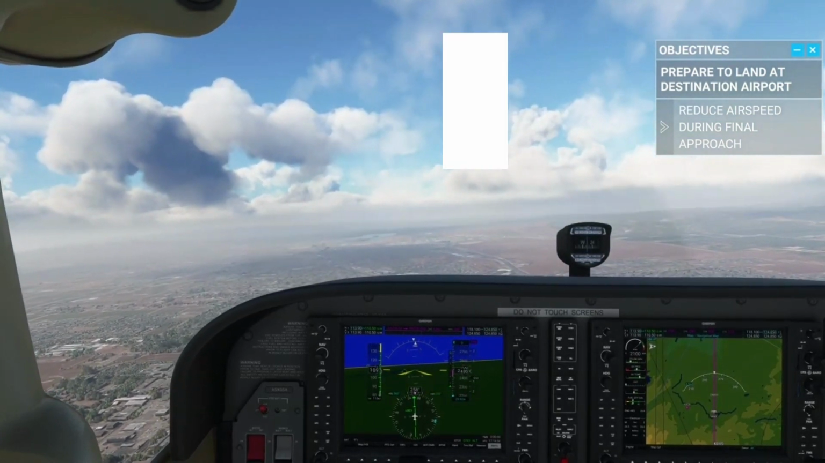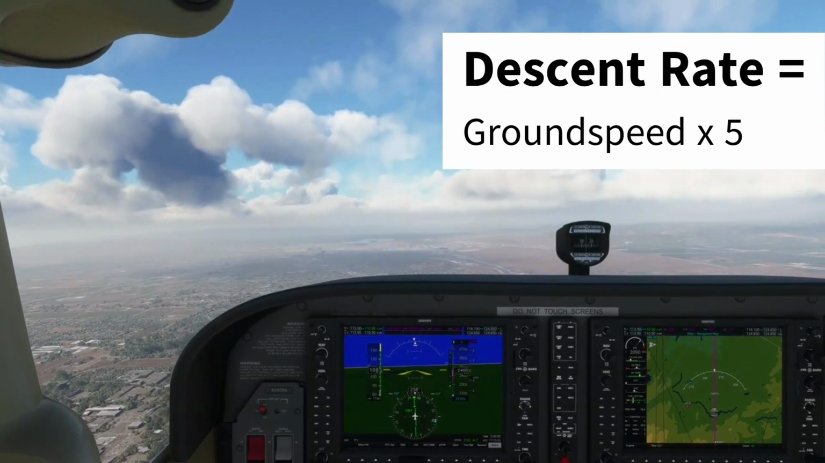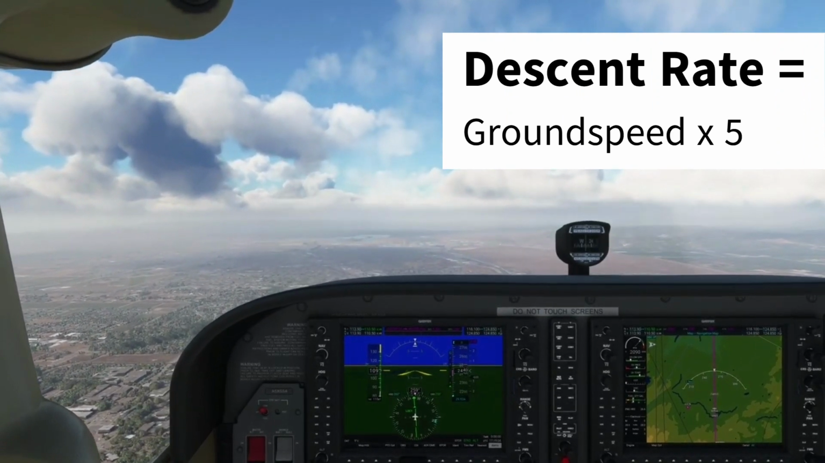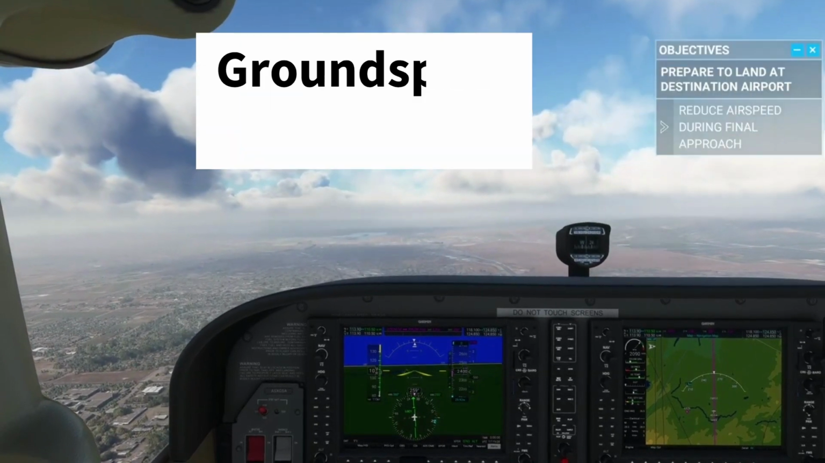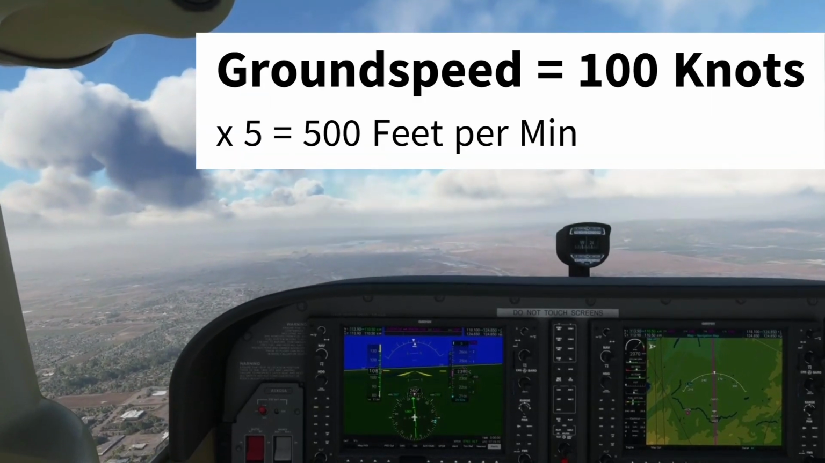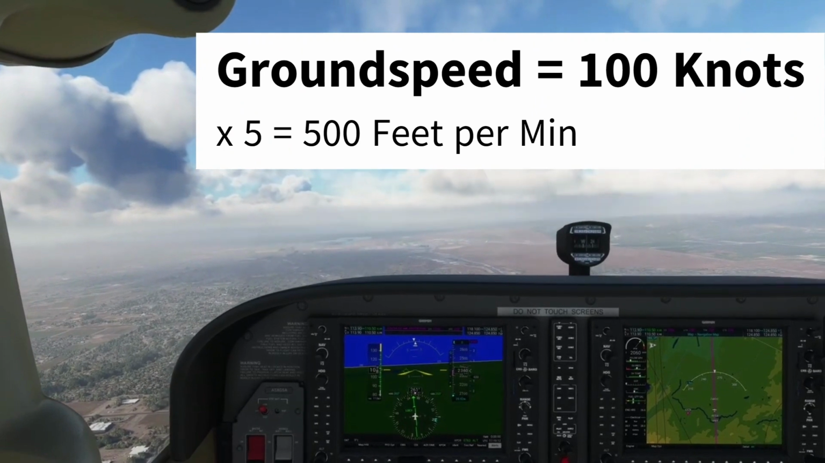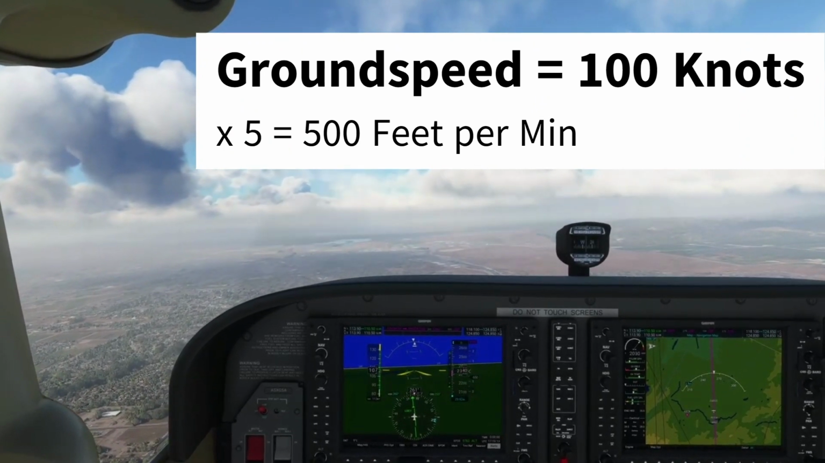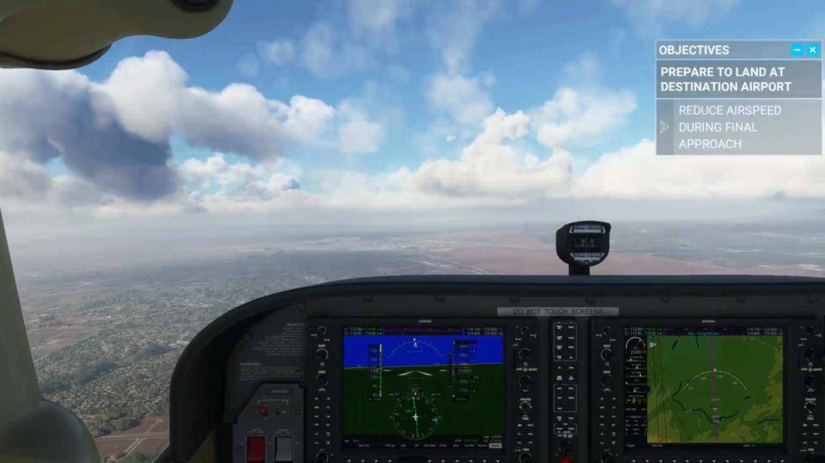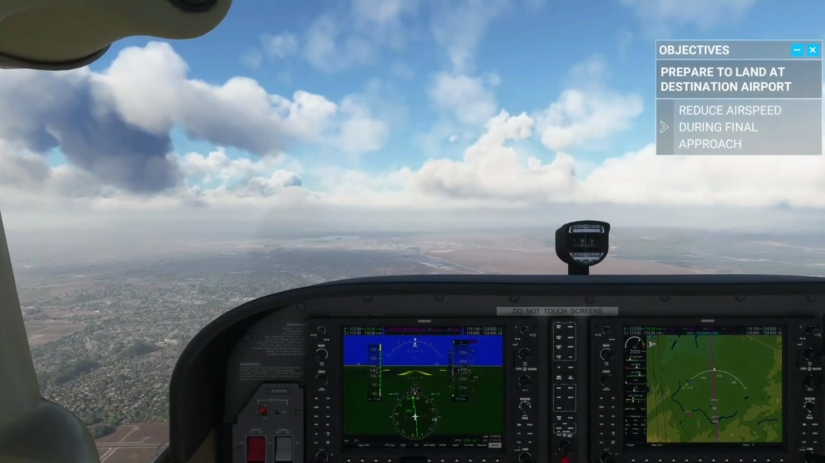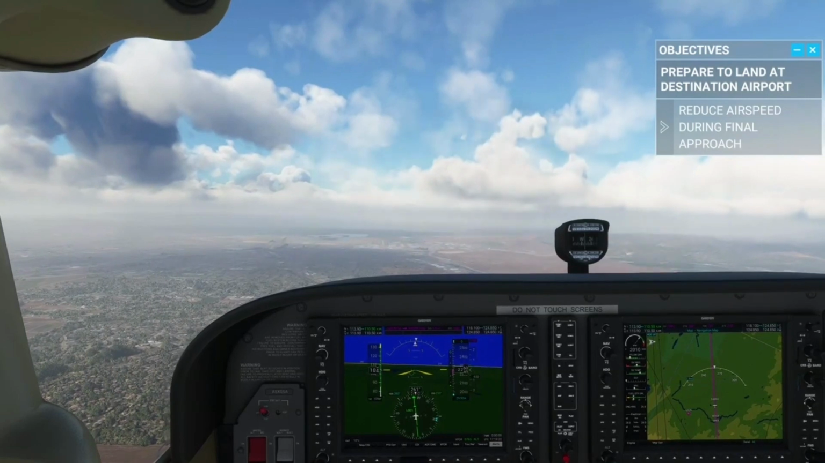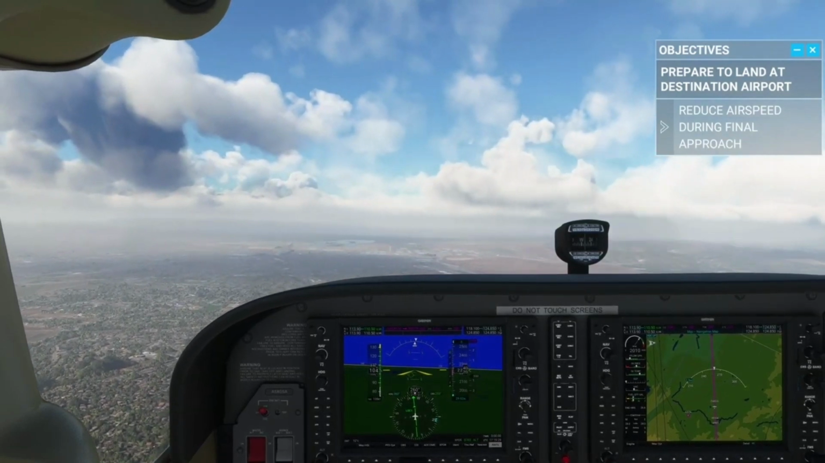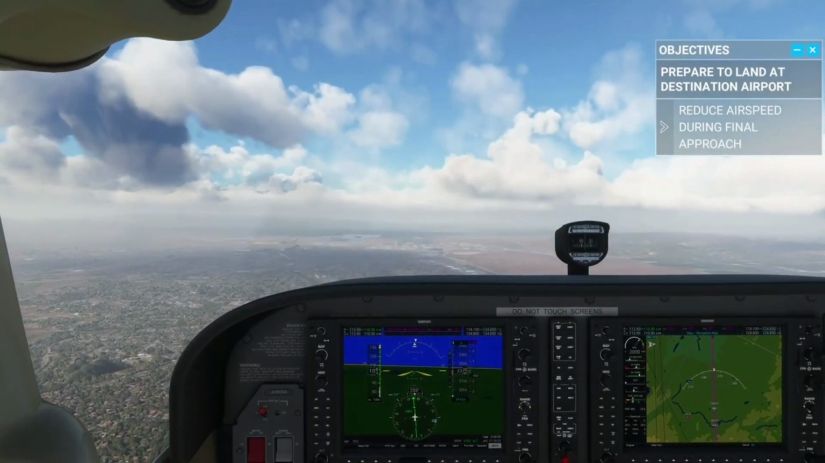A good rule of thumb for maintaining a proper descent rate and staying on the glide path is to take the ground speed multiplied by 5. So if the ground speed was 100 knots, the pilot would aim to maintain a descent rate of 500 feet per minute since 100 multiplied by 5 equals 500. Pilots must be sure to factor in headwinds, tailwinds and crosswinds as winds can affect ground speed and the descent rate required to maintain the proper glide path.